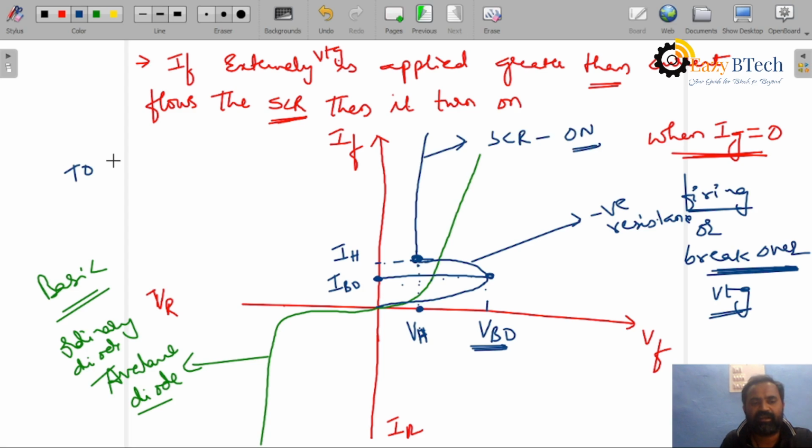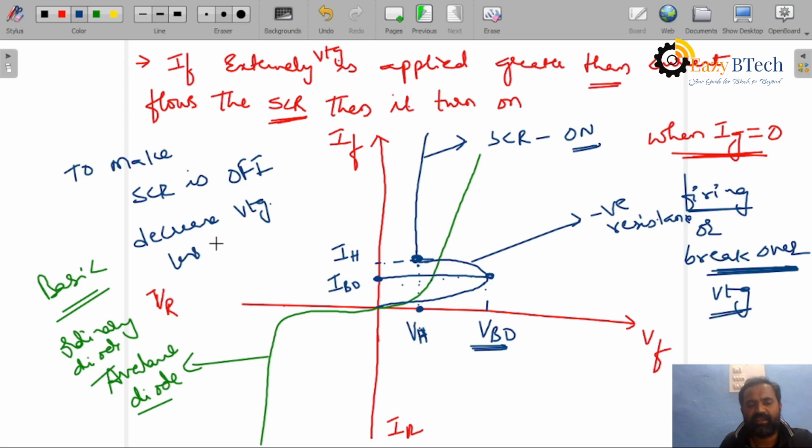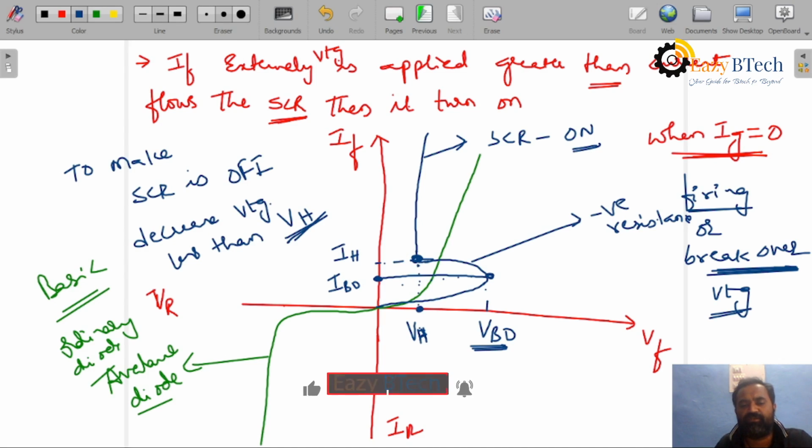To make the SCR off, decrease the input voltage to less than the holding voltage VH, then the SCR turns off. Okay, this is about when Ig is 0. Next step.